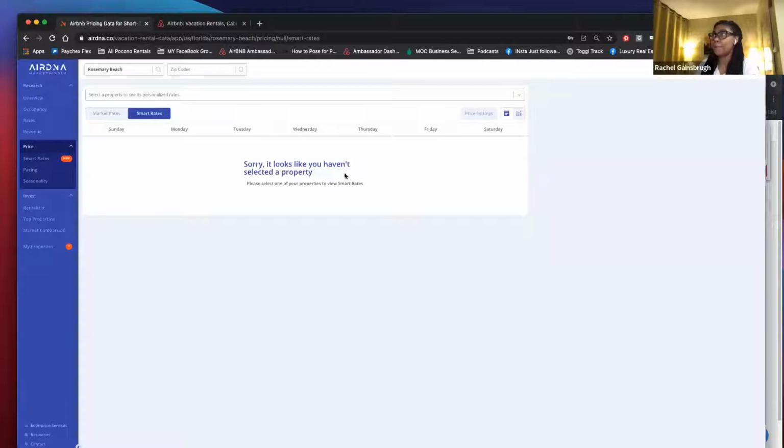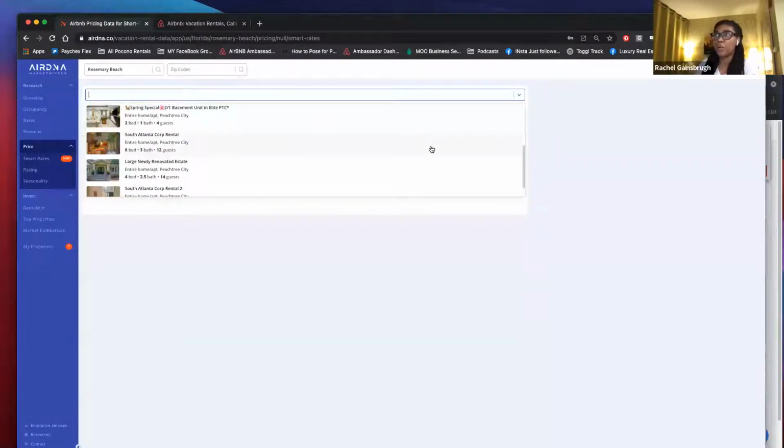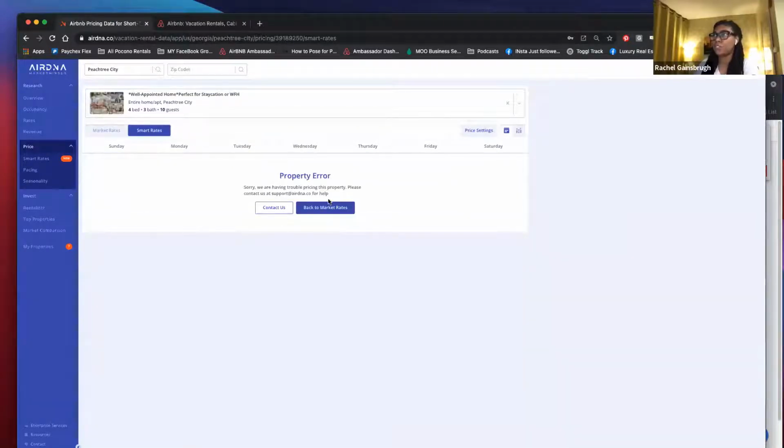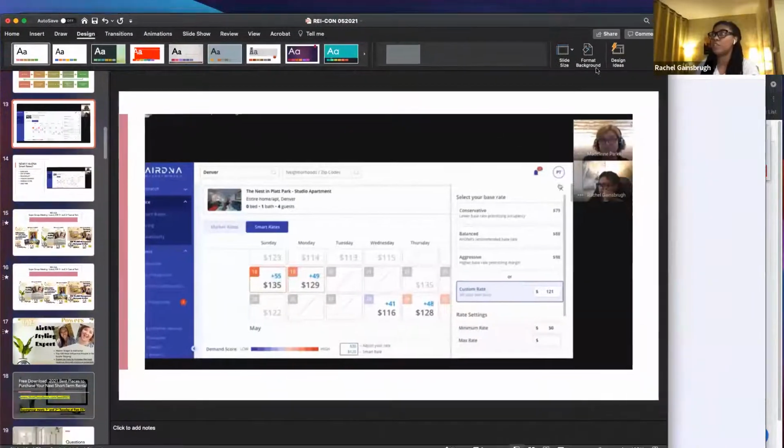So I personally have been having issues with the tool. Like I said, it's brand new. So whenever I go in, I'm getting this property error. So what I did was I reached out to AirDNA and I asked them what's going on. And so there's a ticket out, but we went through the process of what that should look like once the fix is in, and here's what to expect. And they use a sample property there. So for instance, you would have to upload your property address.